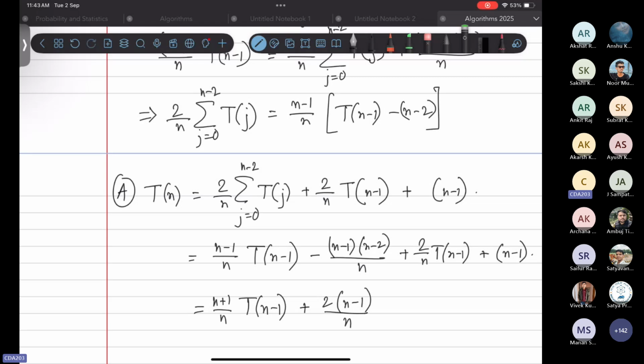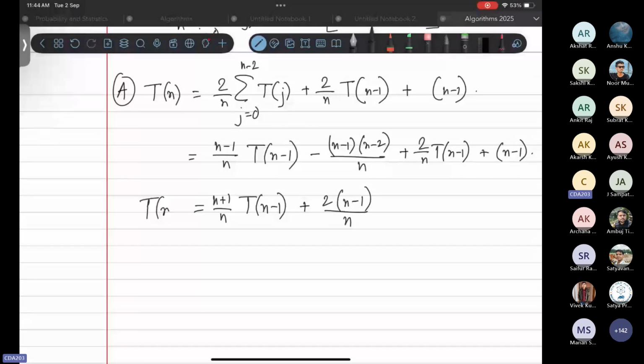This is again a recurrence relation, but this is a much simpler one. Why? Or maybe I can even simplify this one, like 2n minus 1 by this. n minus 1 by n is always less than 1. So I'll just write Tn is lesser equal to n plus 1 by n, Tn minus 1 plus a 2. Right? This is a much nicer form of recurrence relation.